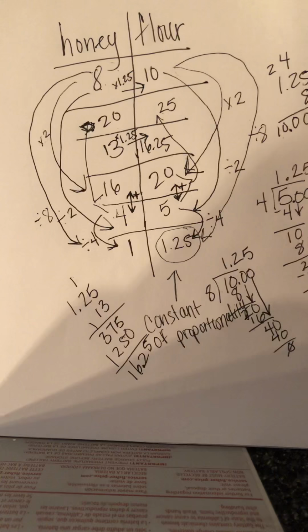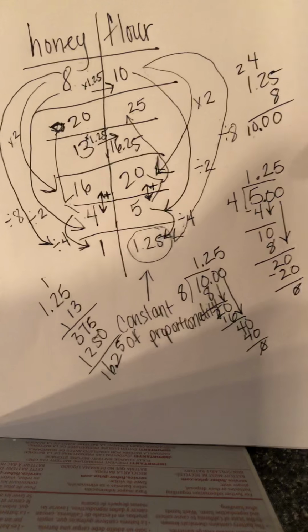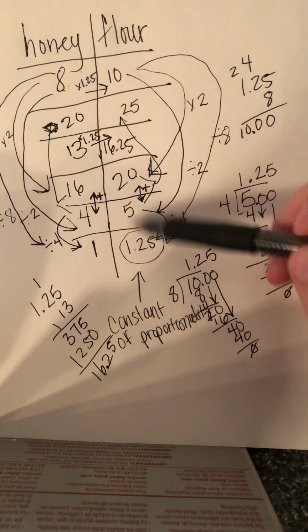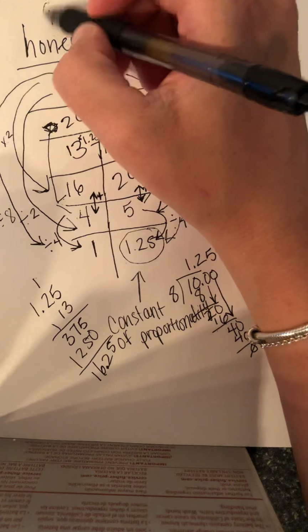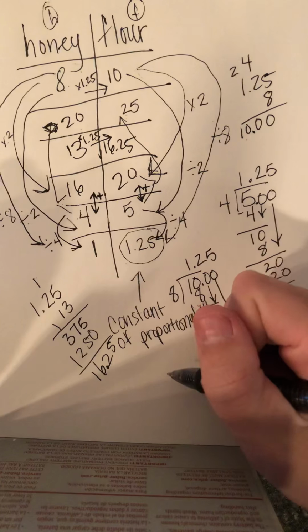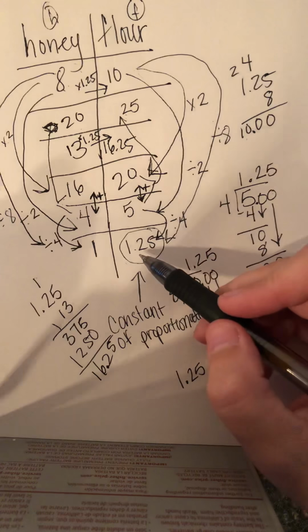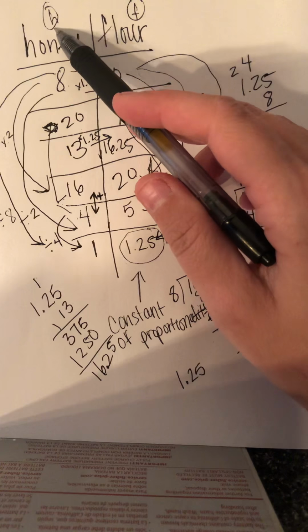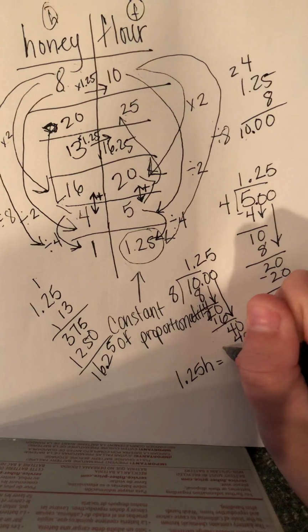Next, it says, what is the proportional relationship represented by this table? So how I decide to do that is I'm going to use the constant of proportionality, and I'm going to take variables. I'm going to say H for honey. This is variable H. And F for flour. And I'm going to write an equation. So I have 1.25, that's my constant of proportionality, times my opposite column. I'm going to give that variable H to my opposite column, equals F.